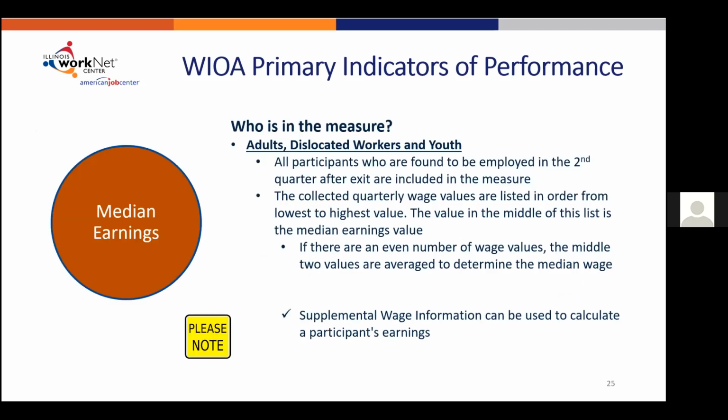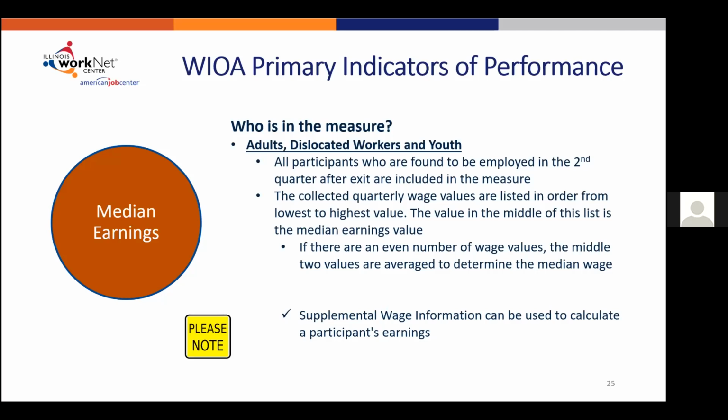Okay, so median earnings. Who is in the measure? Adult, dislocated workers, and youth are in the measure for the same reason: when they exit and are found to be employed in the second quarter after exit. Again, this is reiterating the calculation. For each separate program, we list all of their wages, literal dollar amounts, and the middle value is pulled out. That's your outcome. If there's an even number of wages, we won't have a wage right in the middle, so they take the two middle wages and average those. So it's not an average overall, it's just the average of the two wages representing the median.